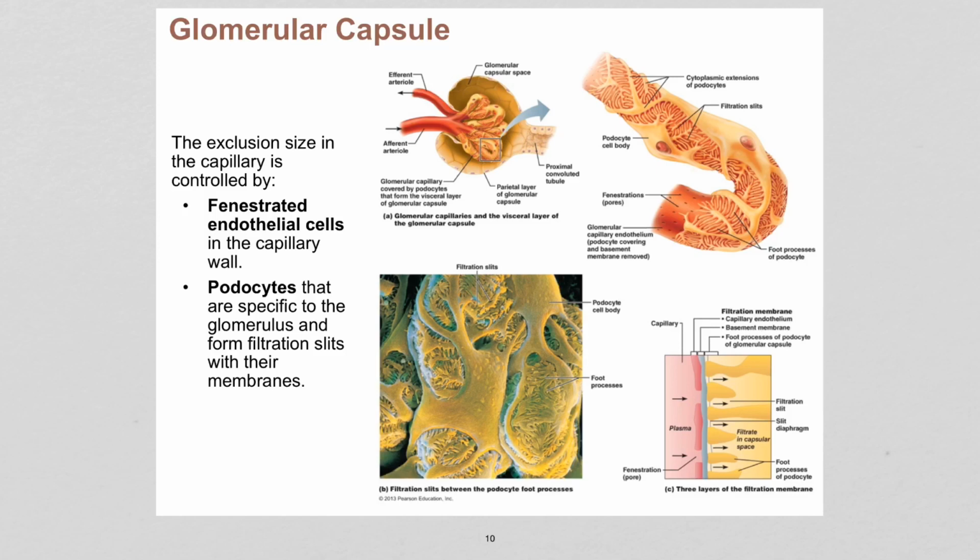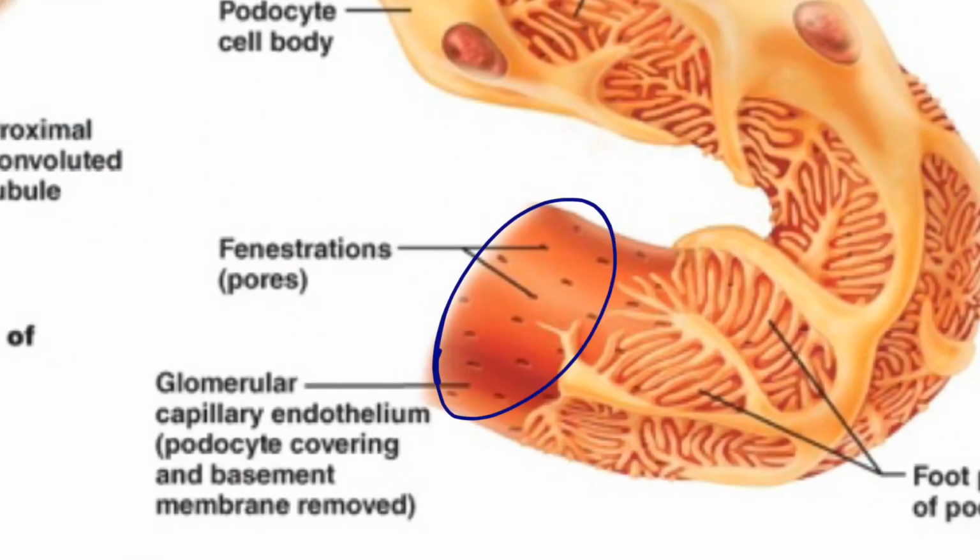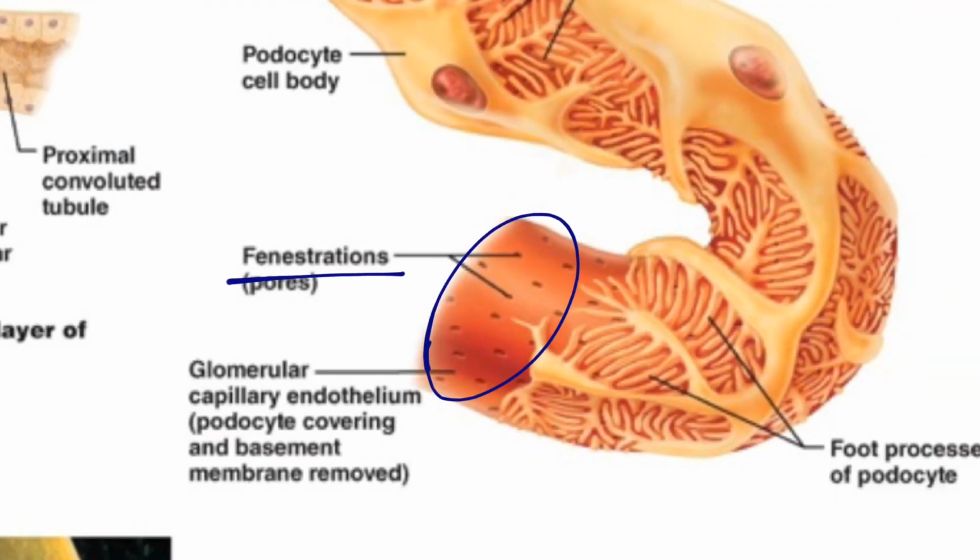So this is an even further zoomed-in view of capillaries. So that's an illustration of a capillary in a glomerulus. The openings or the holes in the capillary are called fenestrations.